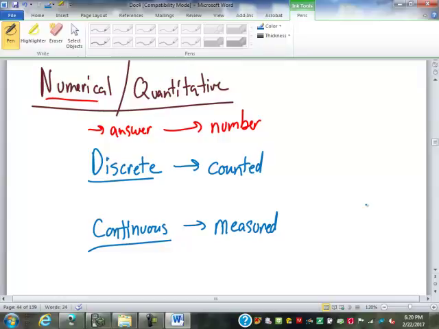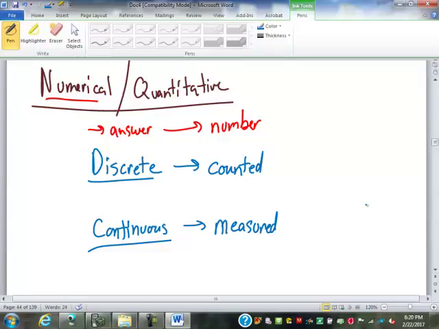Money. A lot of people say, well, money is continuous because you go from $0 on up to however much. But we don't ever count money in less than penny increments. So it could be considered discrete because you can count the number of cents that you have. So there are gray areas in there. It's not necessarily black and white.